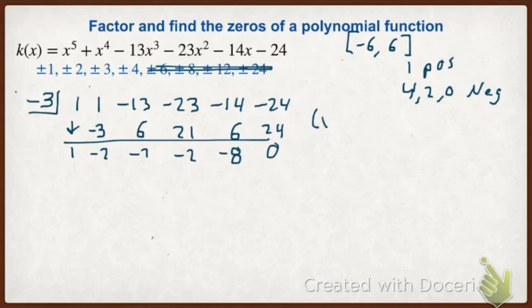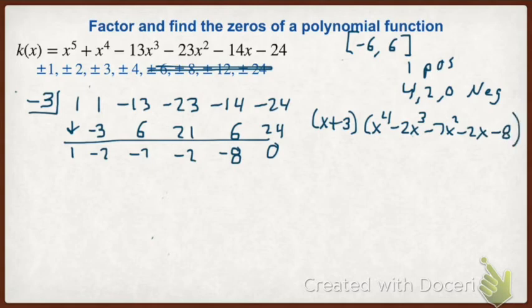Now we have x plus 3, and then we have x to the 4th minus 2x cubed minus 7x squared minus 2x minus 8. Looking at our new polynomial, you may notice that we now have 8 as our last number. That tells us that it has to be factors of 8 that will go into this, which means that positive 3 is not possible. So now positive 3 has been wiped out. We know positive 3 is not a solution. So we can cross out -3 and 3 because we know that -3 is a solution, and positive 3 cannot be a solution.